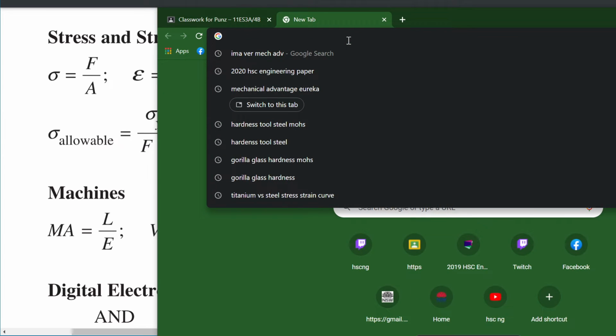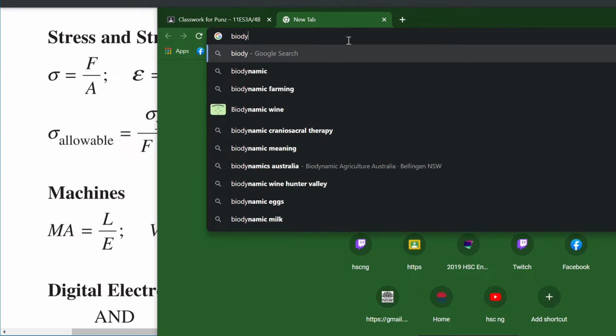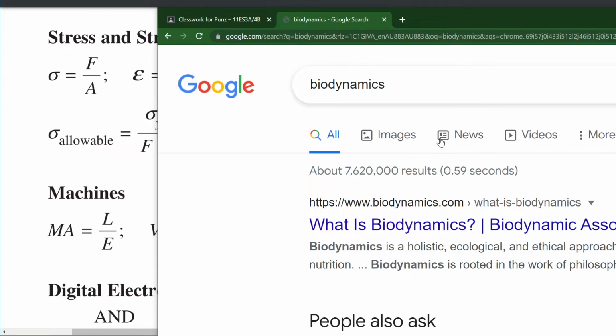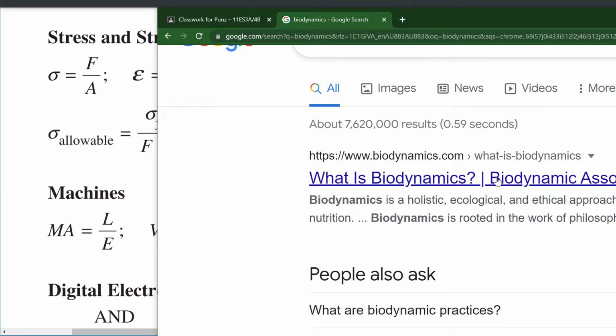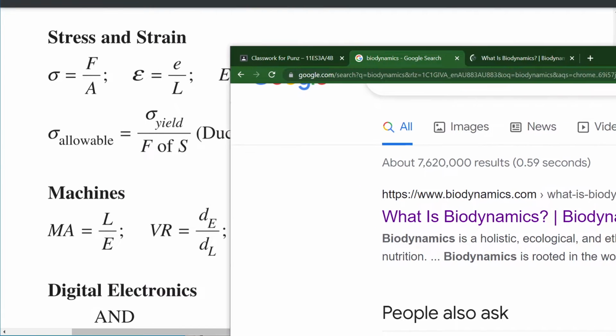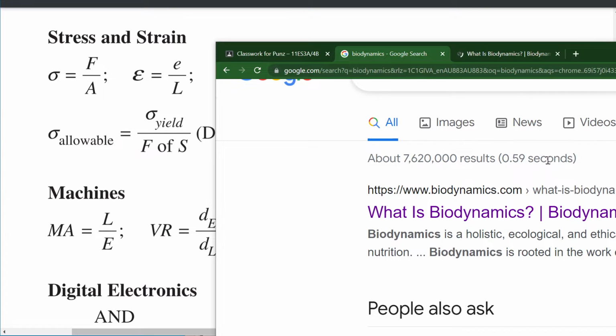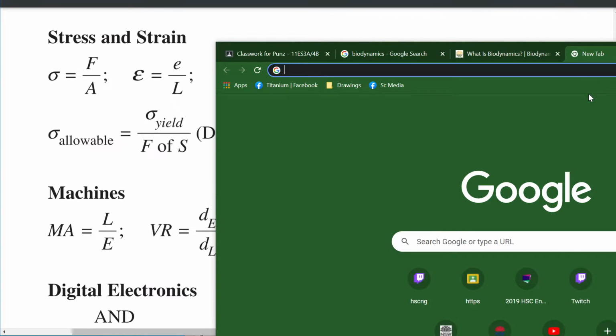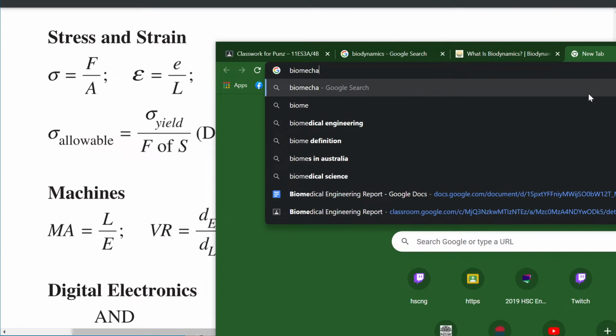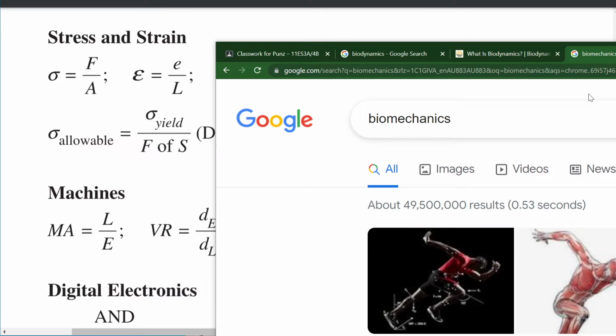Biodynamics. Oh, okay. Biodynamics is not the same thing as biomechanics. That would have been funny. I'm glad that I checked.